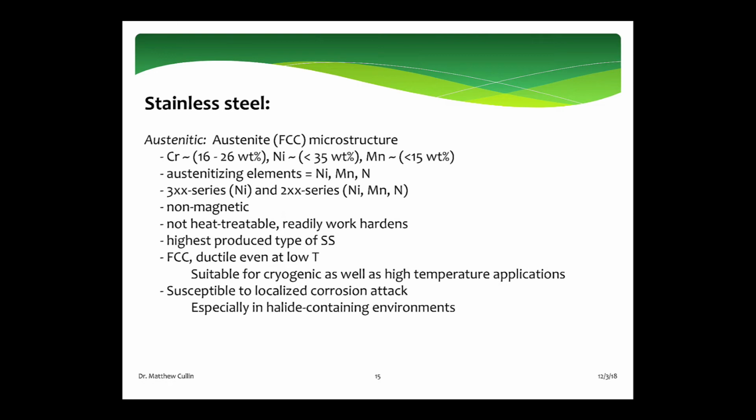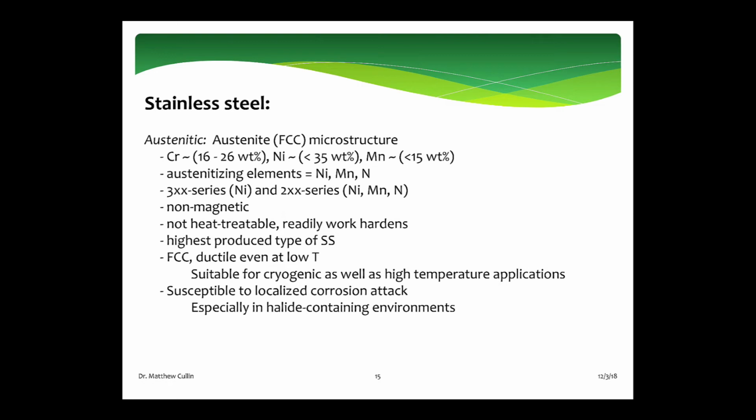So all of our cryogenic components, any component that's going to be holding liquid nitrogen or operating at very low temperatures, austenitic stainless steels are sometimes the only financially viable choice for structures to contain and operate at these temperatures. The trade-off is that they are not very strong. So you're going to need thicker sections in order to accomplish the same thing. They are susceptible to localized corrosion attack.